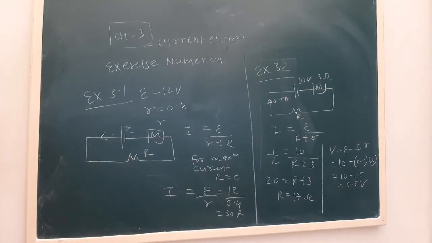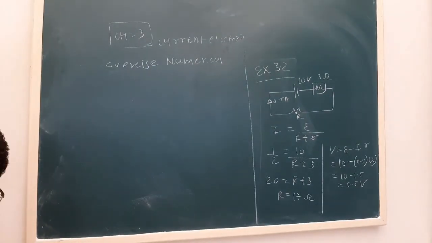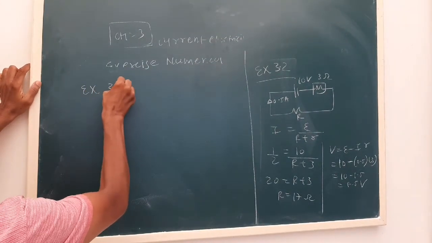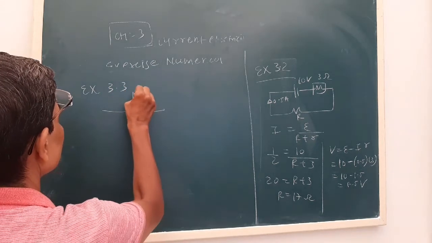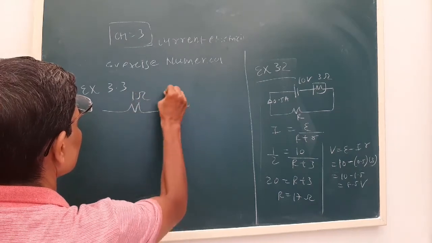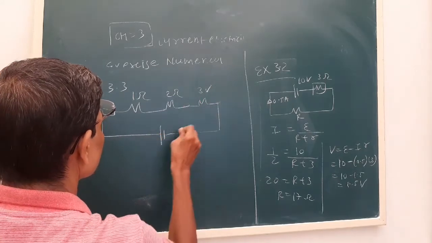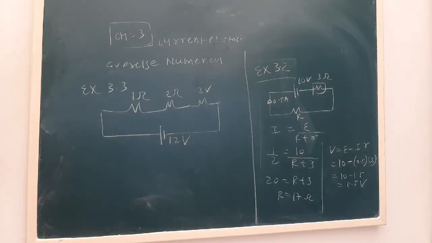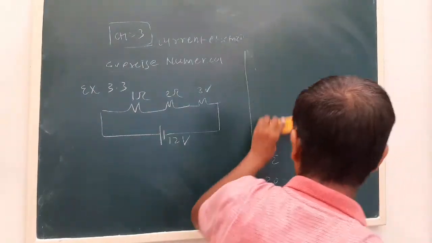Now next is our exercise sum number 3.3. See, 1, 2 and 3 ohm resistors are connected in series, connected with the battery of 12 volt. What we have to find out? The equivalent resistance of the circuit, total current and voltage drop across each resistor. Now this is nothing but the series connection of the resistors.